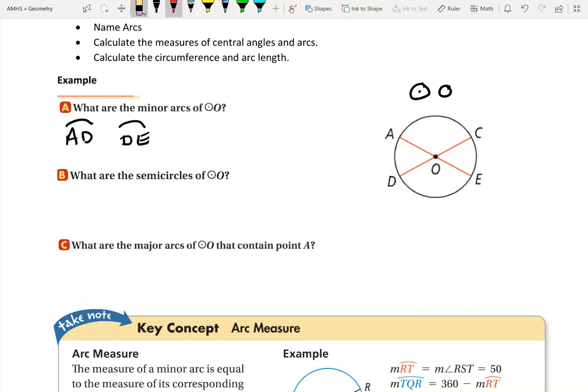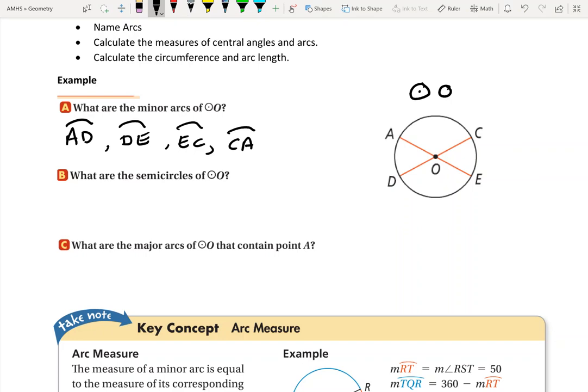Continue in the same manner. I have an arc from E to C, and I have an arc from C to A. It is acceptable to reverse the letters, so instead of saying arc AD, you could call it arc DA. That's fine.